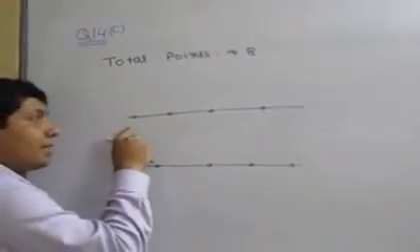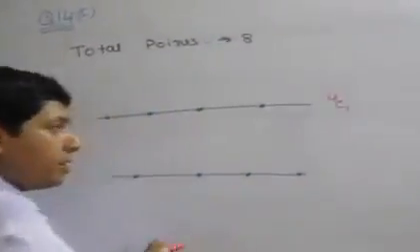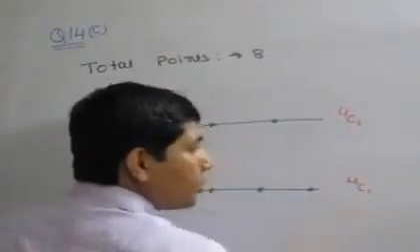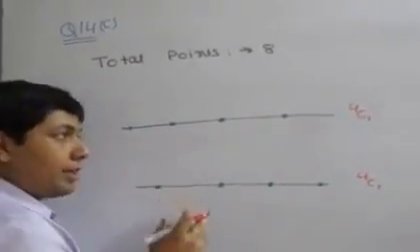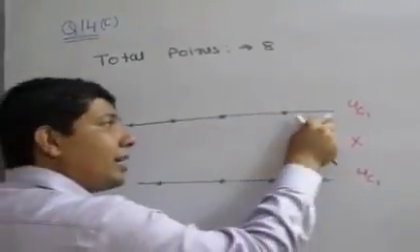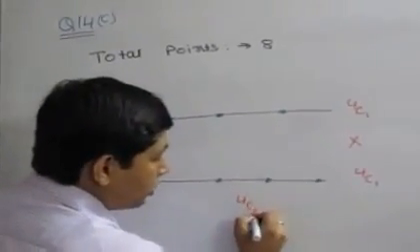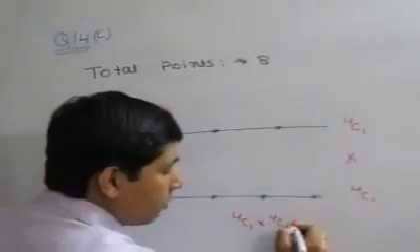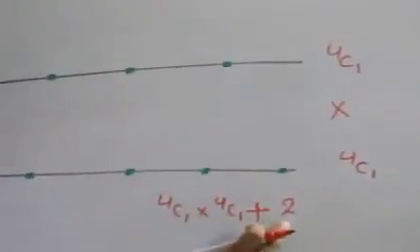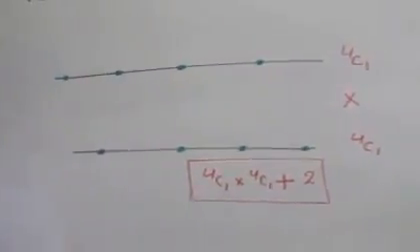Now, how many ways can we select 1 point out of these 4 points? 4C1 ways. And we have to select 1 point out of these 4 points. We can do it in 4C1 ways. So the total number of straight lines that we can draw is 4C1 into 4C1. Plus, we have one straight line this one and one straight line this. So the total number of straight lines that we can draw is 4C1 into 4C1 plus 2. This is one straight line, this is one straight line, hence we have plus 2. So this is the total number of straight lines that we can draw in this case.